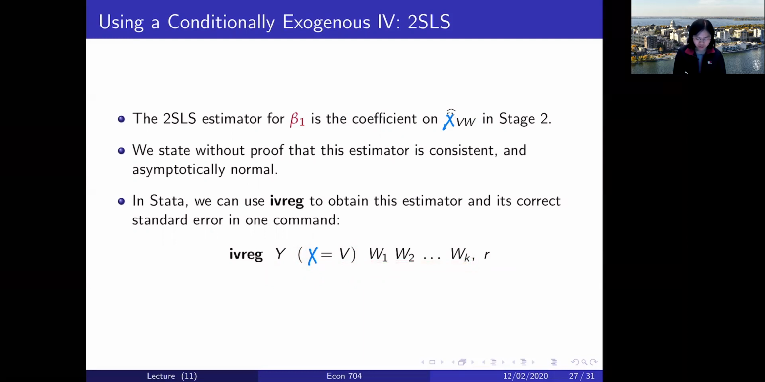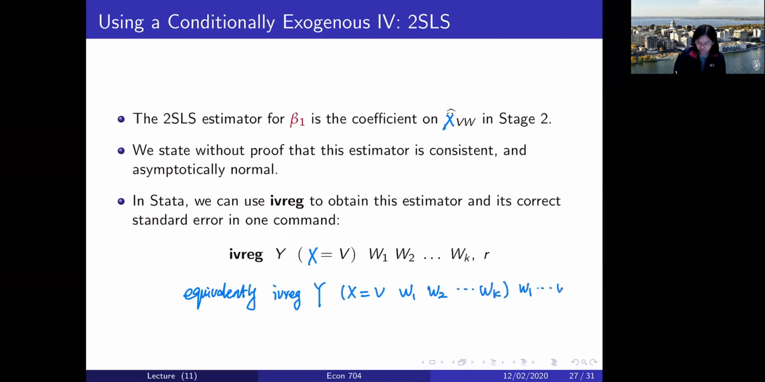An equivalent way to do this in Stata is going to give you exactly the same result. You can do ivregress y x equals v, w, and put the w's inside the parentheses as well. And both will give you exactly the same answers.